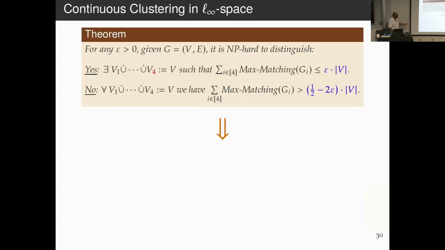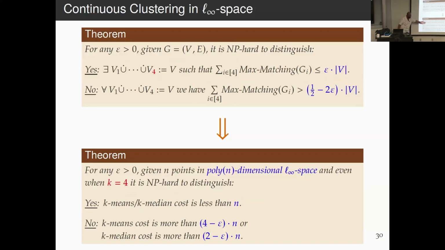Okay, and then this gives you the 4 minus epsilon, the lower bounds that we want. In the yes case, you have a cost n, and in the no case, it's 4 times n.